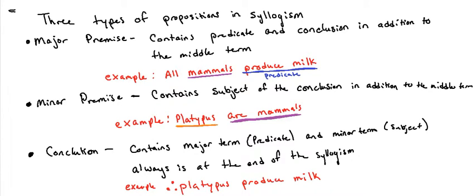The minor premise contains the subject of the conclusion in addition to the middle term acting as the predicate. So an example would be, all platypus are mammals. Platypus is our subject that we will see reoccur in our conclusion. Mammals is our link to our major premise up here, and it's the middle term.